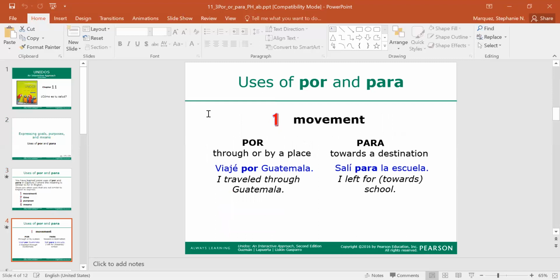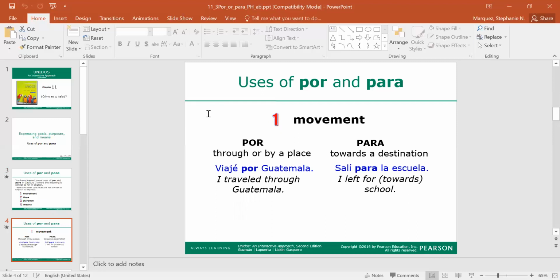So it says uses of por and para. They're trying to explain to us how it's used for movement. Por, it says, if you look, how is por used for movement? Through or by a place. We kind of saw that in the Costa Rica example in the last resource that I just showed you. So, viajé por Guatemala. I traveled through Guatemala.